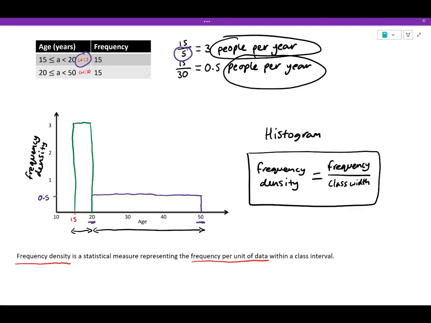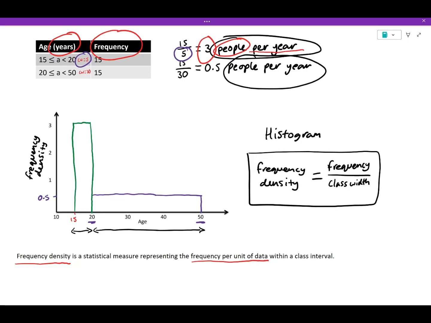So if we relate that to what we've done here, our frequency in the question represents how many people we have. And then when it says per unit of data, well, if you look here, we've got per year, because our unit of data is years. So we're doing per year for our frequency density. And then my next question is, how is frequency represented on the diagram?